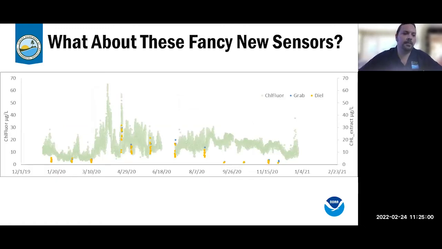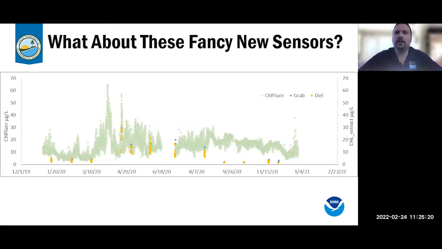So here's a close-up of the 2020 year. The green circles in this graph represent the chlorophyll fluorescence data, and the blue and the yellow circles are the same as the previous graph. They represent our discrete water quality extractive samples. And as Shannon and Nikki mentioned, all this data is publicly available.